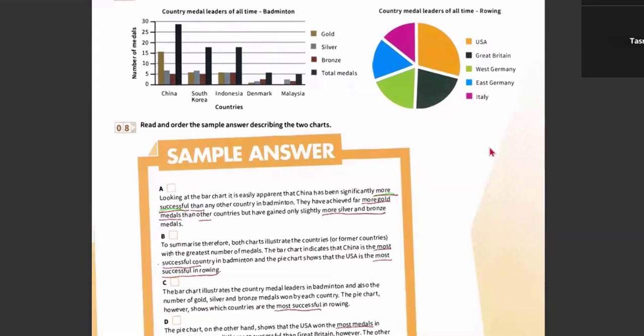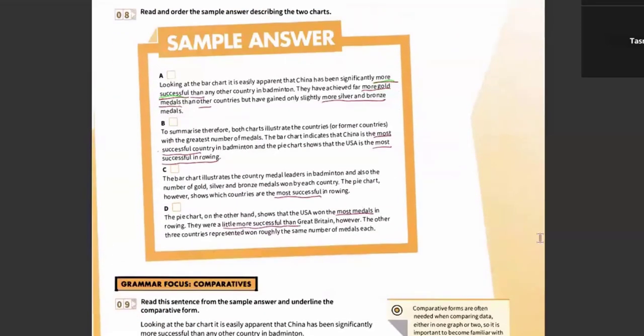Or you can do it together. You look at the charts and start reading the sample answer. So the sample answer is in the wrong order, right? I have to organize it. Yes, exactly. You have to organize it according to the perfect order.